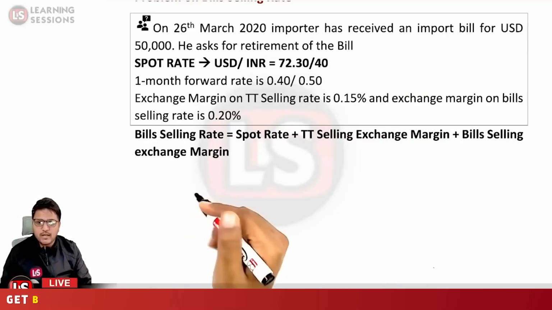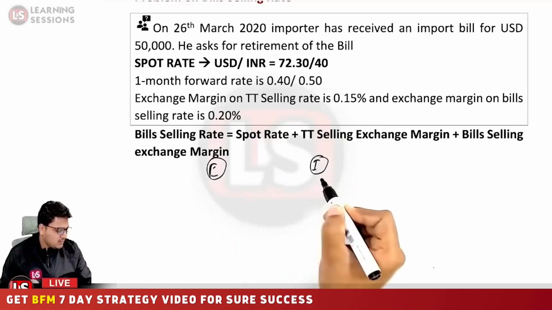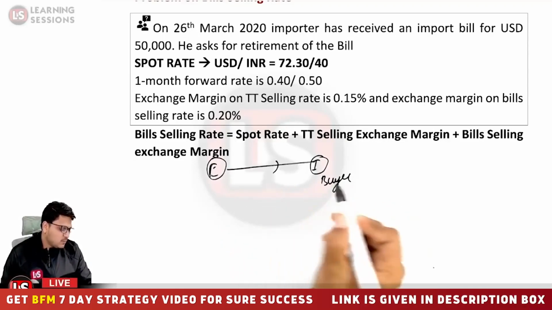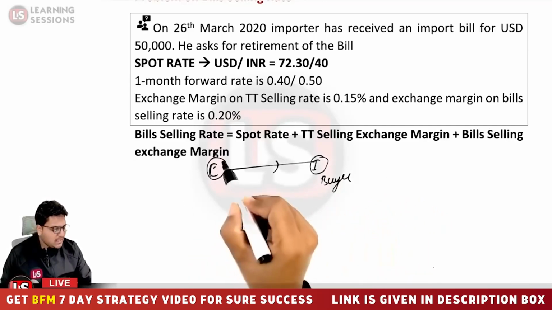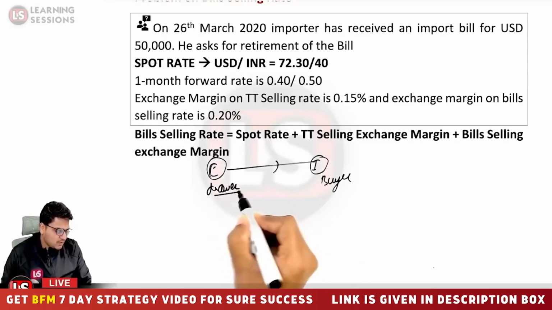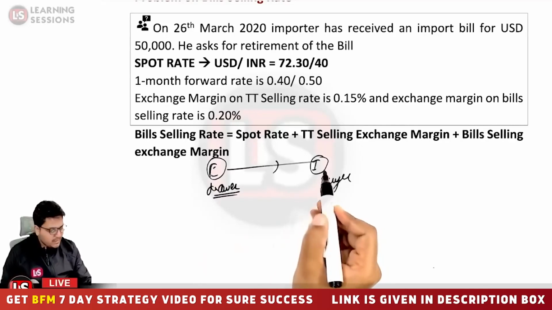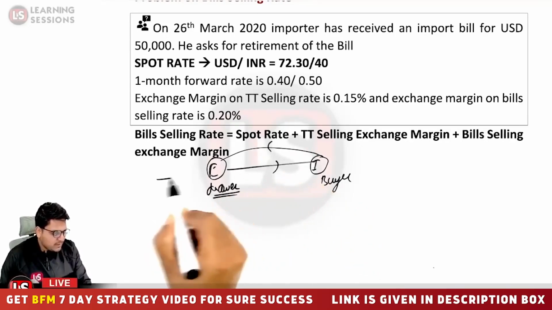Now, what I just told you related to the bill scenario, where E is the exporter and I is the importer, the buyer. The exporter has shipped the goods, but the importer has not paid the amount yet. In that case, a bill was drawn by the exporter on the importer, the bill was accepted by the importer, and the bill is now received by the exporter.